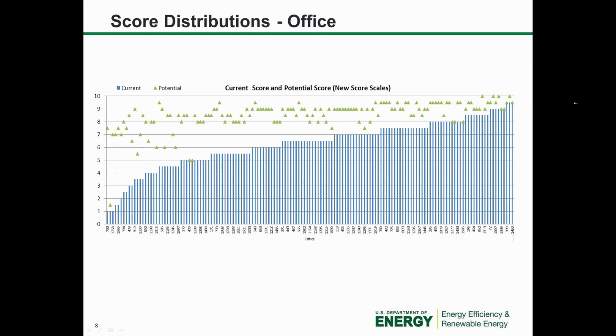And a little more about this score. Like I said, we have several hundred buildings in the tool already, and a couple weeks ago we pulled some information out to take a look at this. So these are office buildings, and the blue bar represents the current score, and the green triangles represent the potential score. And what you see here is that we do have a good distribution across the scale from 1 to 10, which is basically telling us that the scale and the tool are doing what they're intended to do, which means very efficient buildings are showing up as very efficient, and inefficient buildings are showing up as very inefficient.